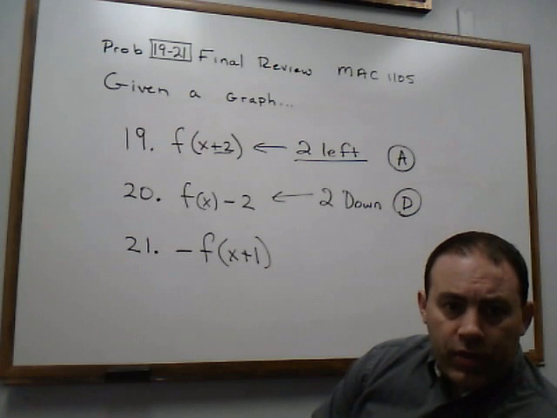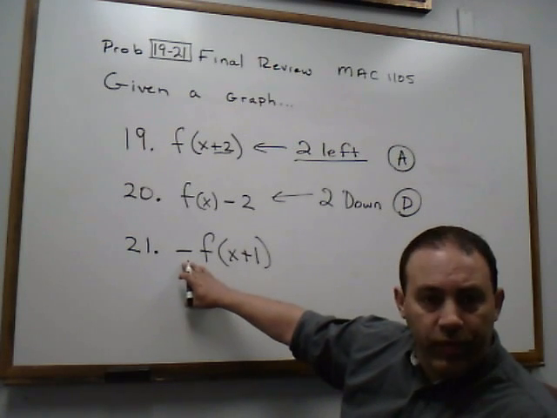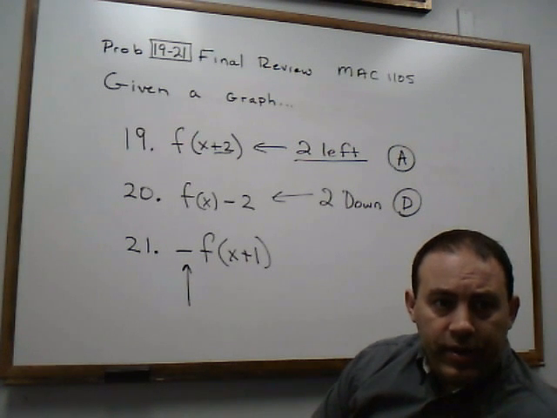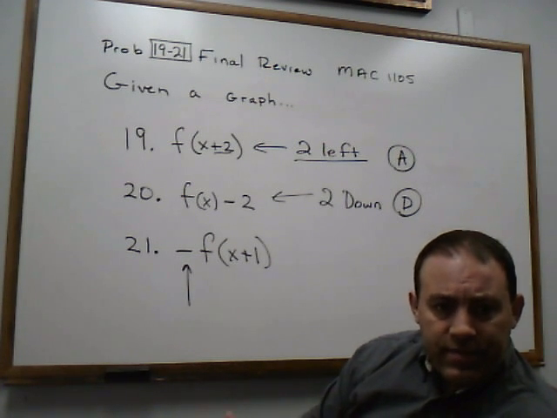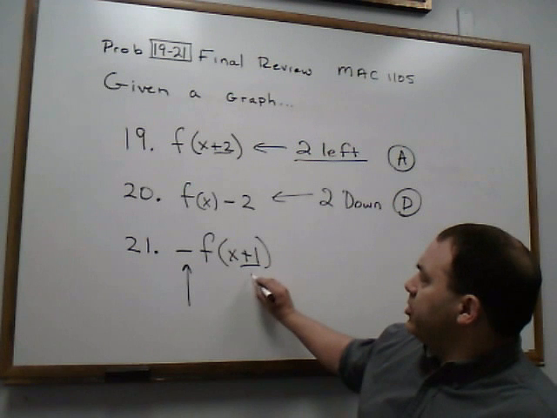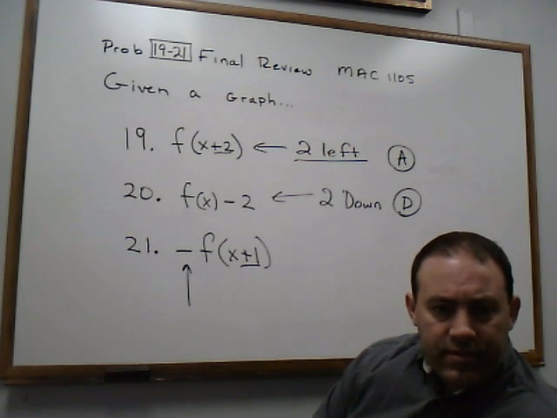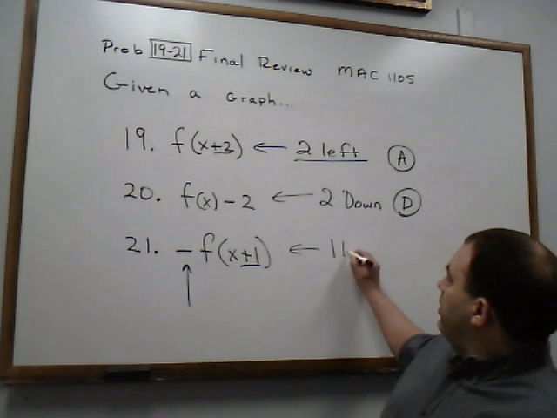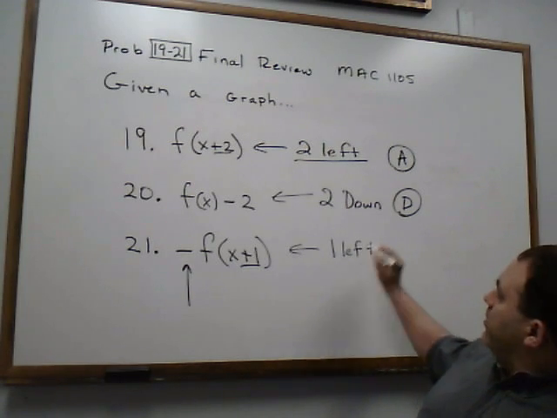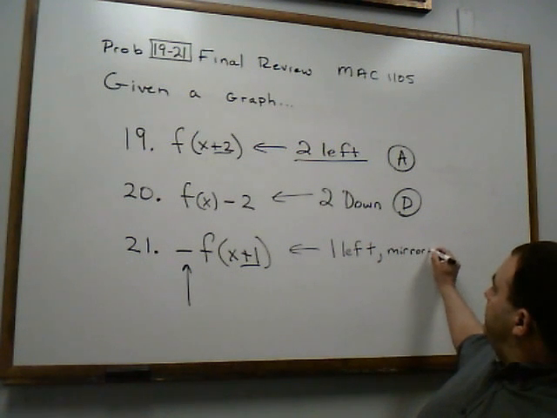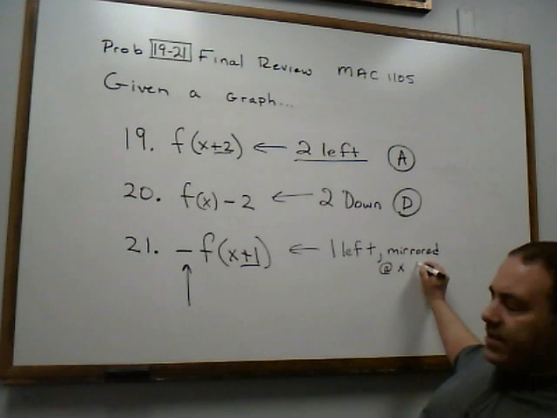Finally, and this is definitely the hardest of the three, in problem 21 you're asked to deal with 2 things. First of all, we've got a negative on the outside of our function, and if you remember what we did earlier in problem 16, I believe, that negative is going to mirror that graph about the x-axis. We also have a shift inside the function of plus 1, and a shift of 1 inside the function that's positive is a shift of 1 left. So we're looking for a graph in problem 21 that is shifted 1 to the left and mirrored, or reflected, about the x-axis.